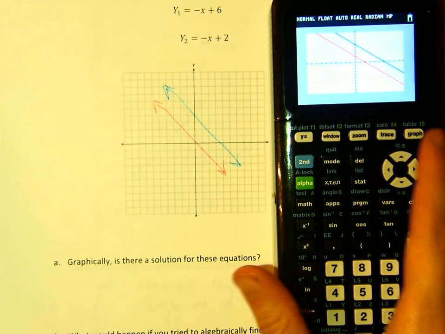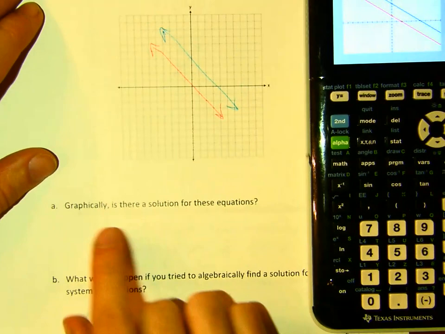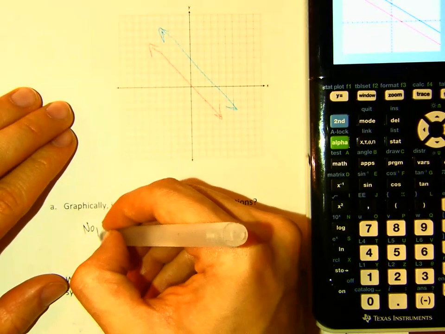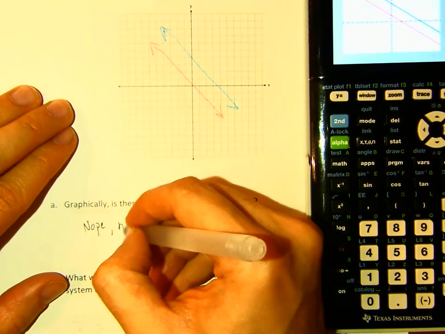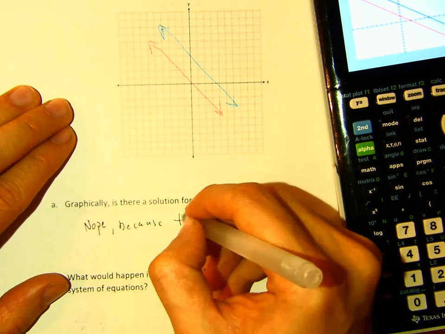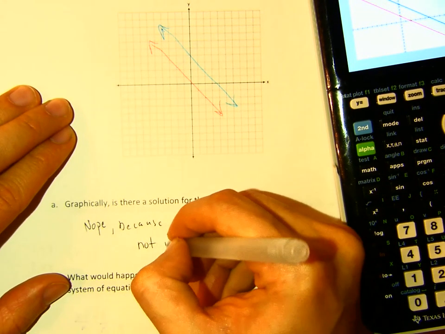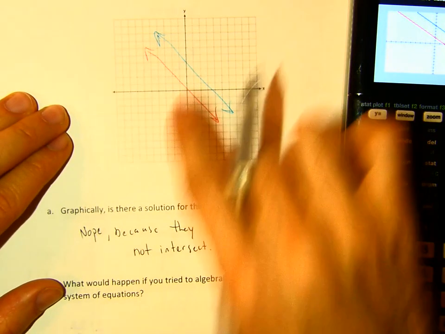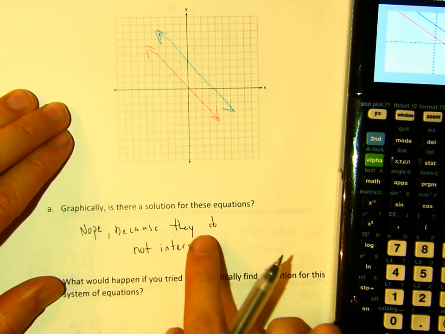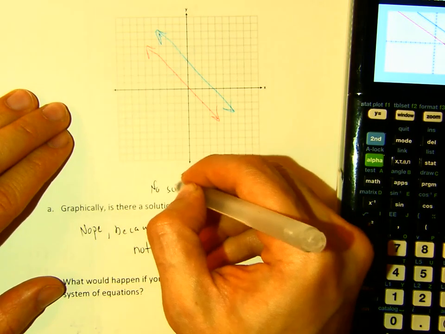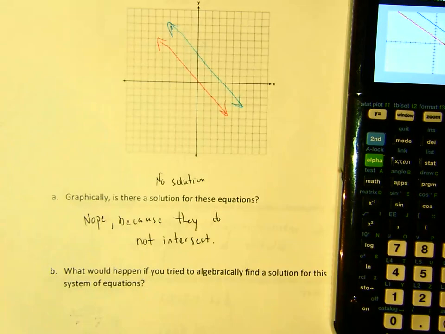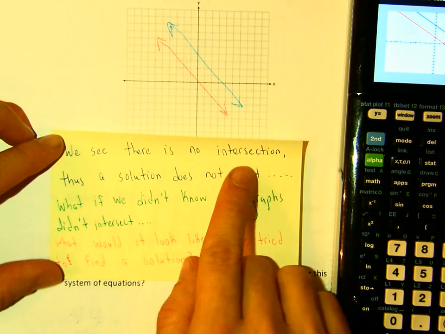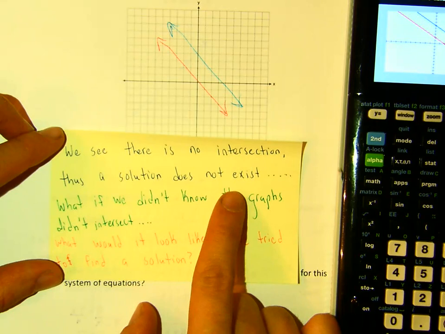So let's see what's happening here. It says graphically, is there a solution for these equations? Nope, there is not, because they do not intersect. Okay, so visually, if there is a graph and they don't intersect, there is no solution. Okay, but this is a really nice question here. So let's just take a look at this. Here it says, we see there is no intersection, thus a solution does not exist.